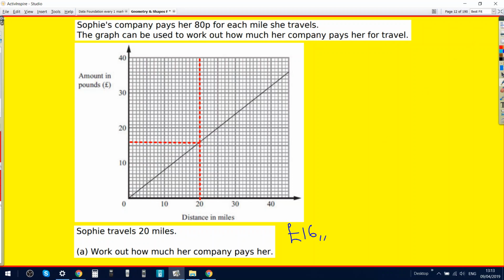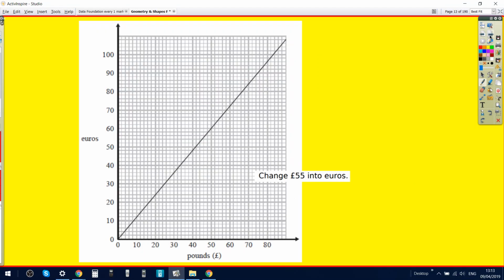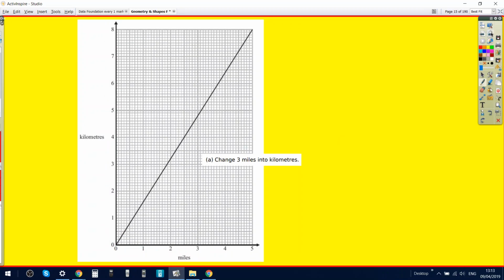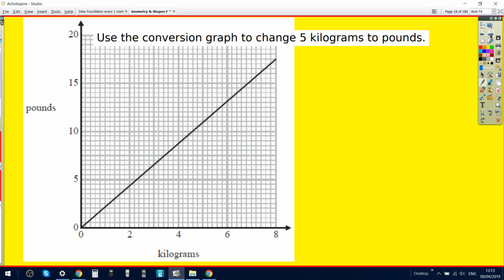Sorry, yeah. That's it. Okay, so there's a million of those questions. Change £55 into euro, but they're all the same. Halfway, go up, hit the line. And they really are the same.